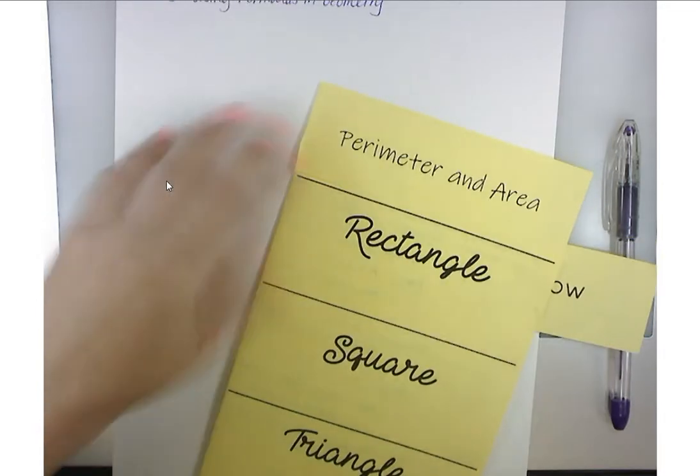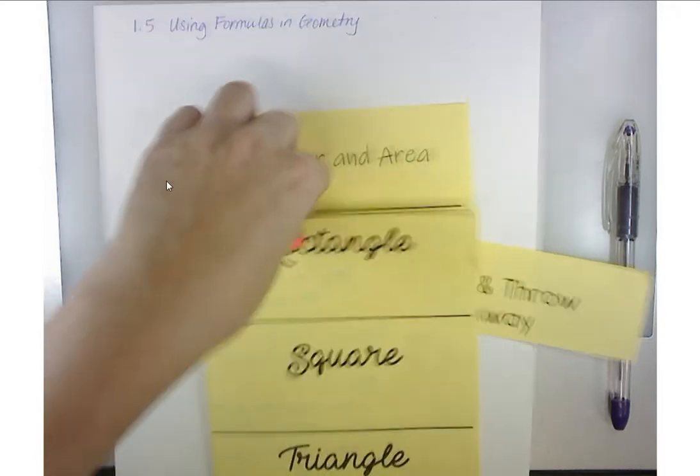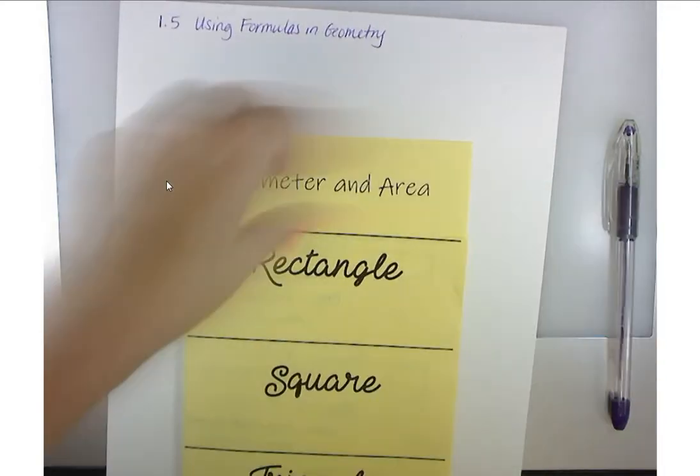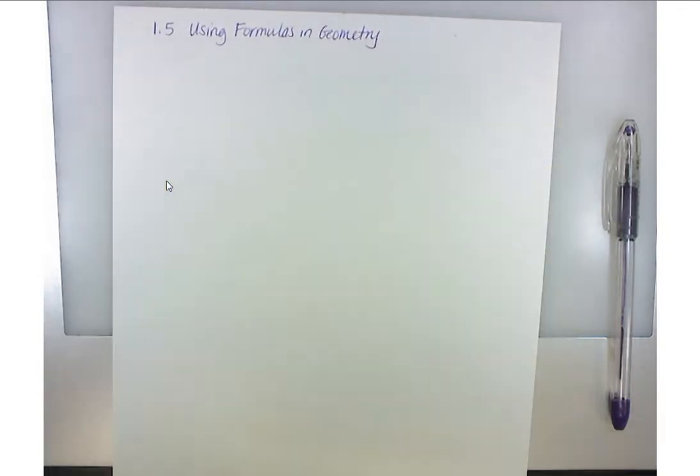And then once you cut that, you should see the perimeter and area piece is prevalent there. And then we are going to glue that onto our page.